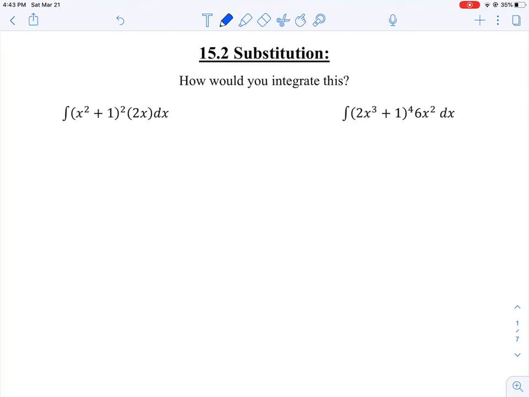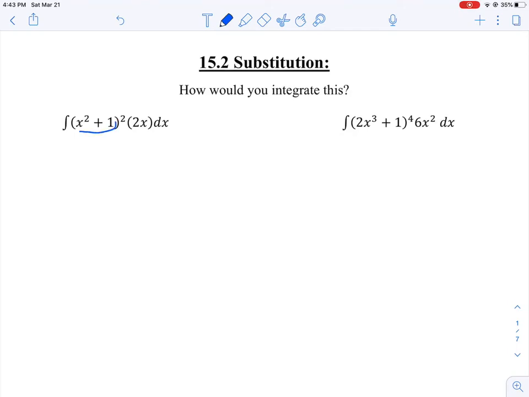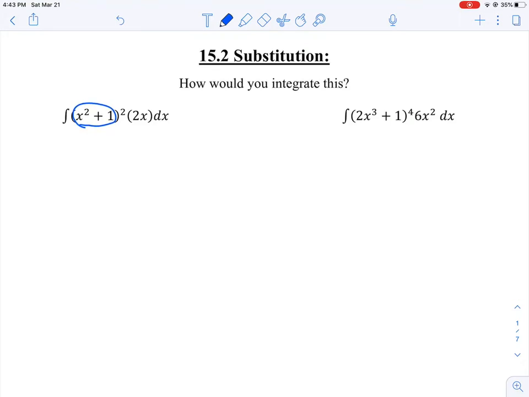If you notice, both of these types of problems almost look like chain rule problems if they were derivatives, right? But instead of having to FOIL it out and distribute and do all that work before, let me show you a cool technique that we can use anytime I see what I call a chain rule antiderivative problem. I'm going to take out this inside part and I'm going to call it u. So I'm going to call u x squared plus 1.